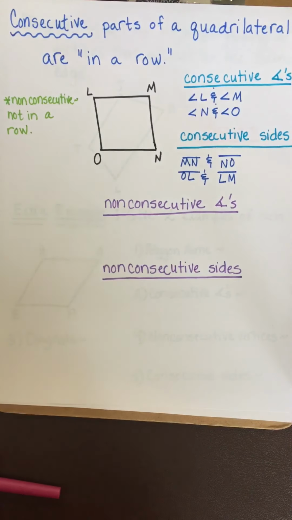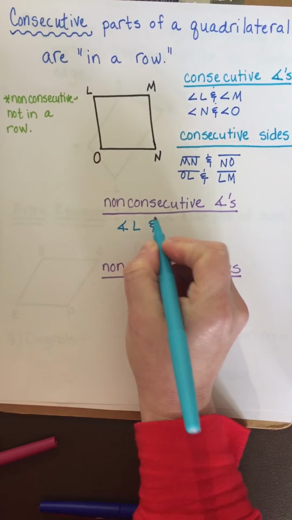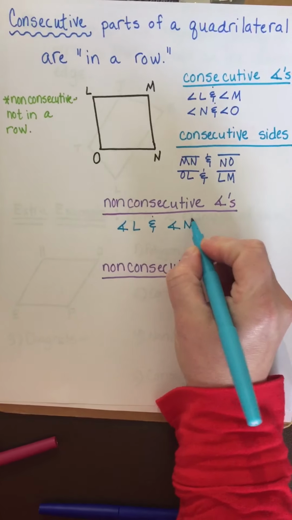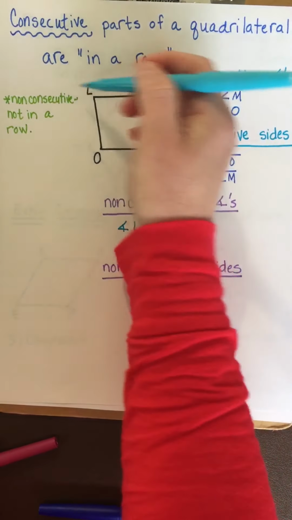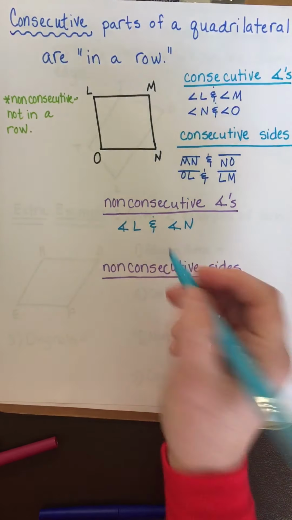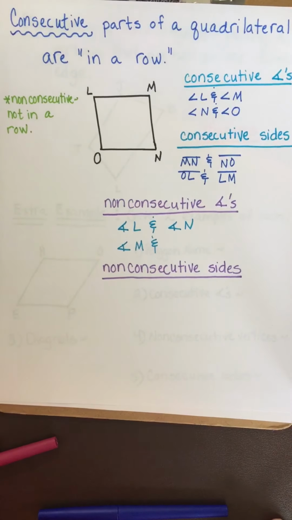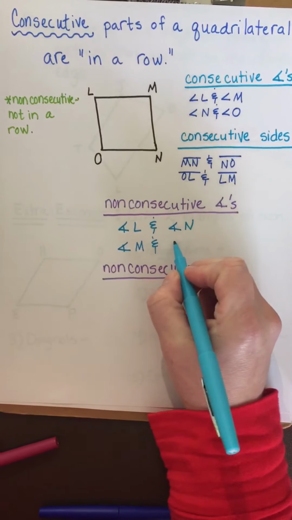So let's name a couple of non-consecutive angles. Those would be angles that aren't in a row. So angle L, and what would be an angle that's not in a row with angle L? What's not beside angle L? It has to be angle N. See, it's way over here. I can't go straight from L to N on an edge anyway. All right, how about, what is a non-consecutive angle with angle M? What would be the only angle up there that would be non-consecutive to angle M? That would be angle O.